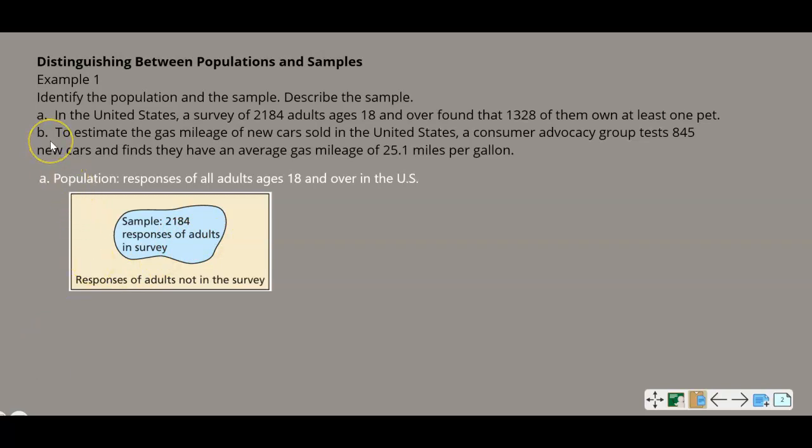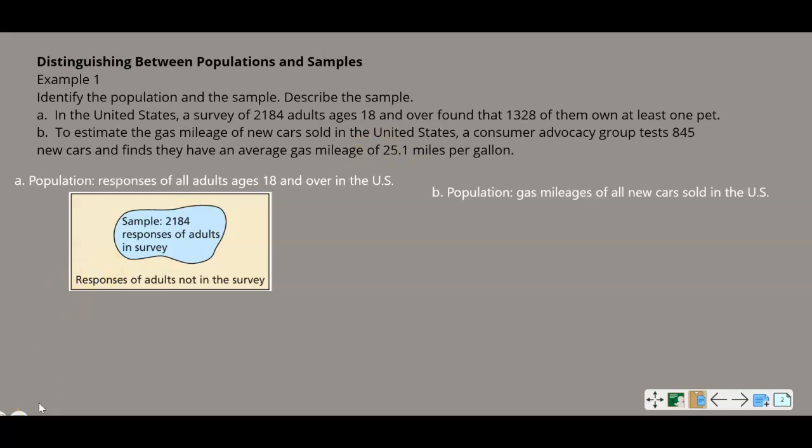All right, let's look at B part the same way. So B part says to estimate the gas mileage of new cars sold in the United States, a customer advocacy group tests 845 new cars and finds they have an average gas mileage of 25.1 miles per gallon. So the entire population would be what? To estimate the gas mileage of new cars sold in the United States. So the population would be all new cars that were sold in the United States.